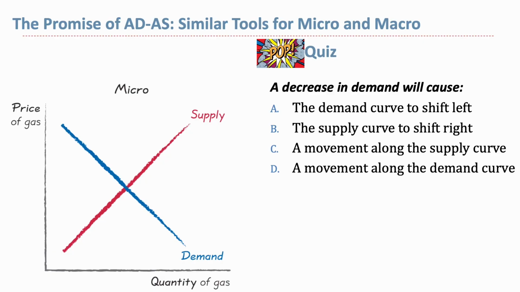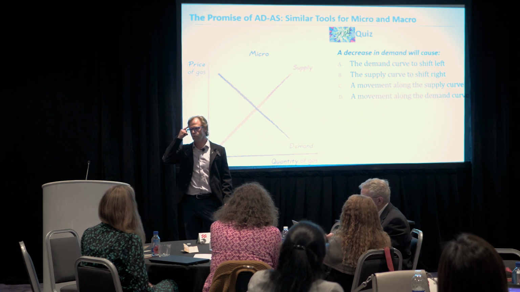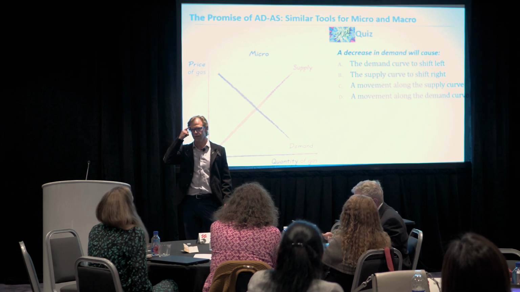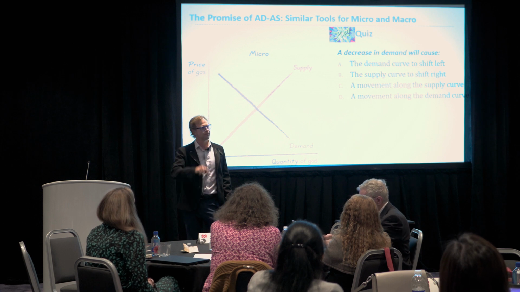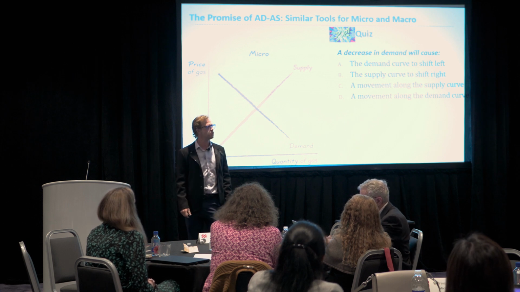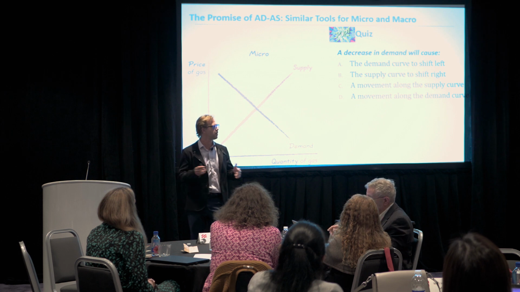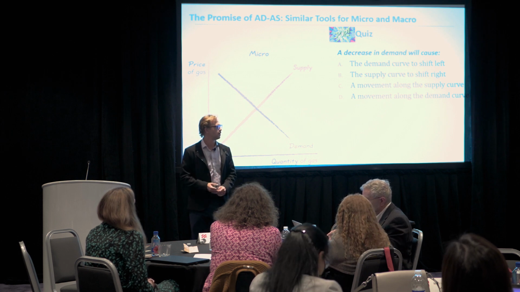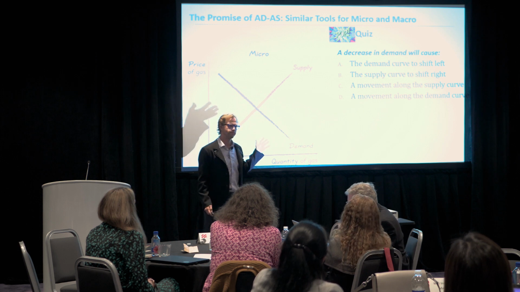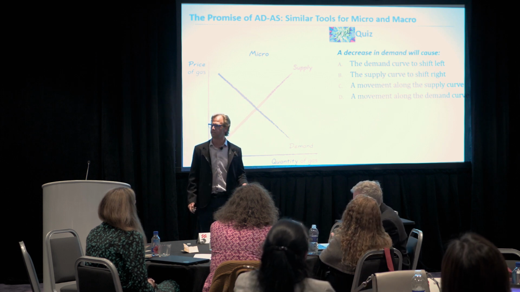So it's time for a pop quiz. A decrease in demand will cause A, the demand curve to shift left, B, the supply curve to shift right, C, a movement along the supply curve, or D, a movement along the demand curve. I hope you've each checked your answer in. Write it in the margin of your notepad right now. You've got your answer. The answer is, of course, it depends whether this is a class in microeconomics or macroeconomics. In microeconomics, it's A. In macroeconomics, it's E, all of the above.